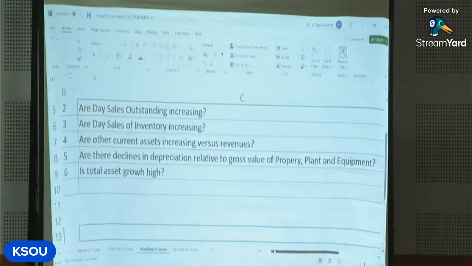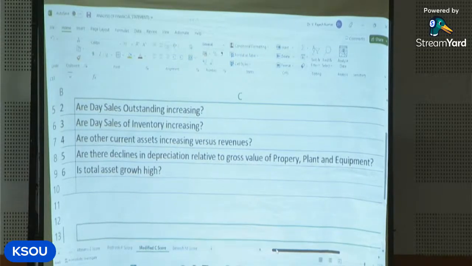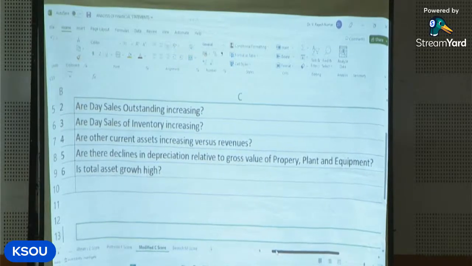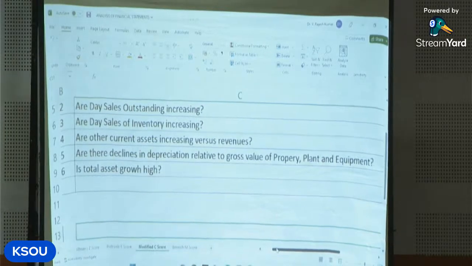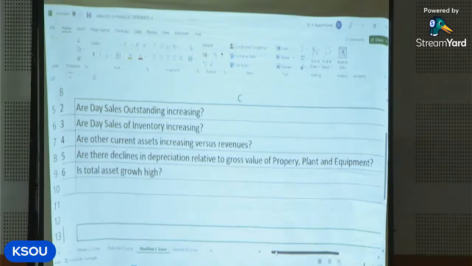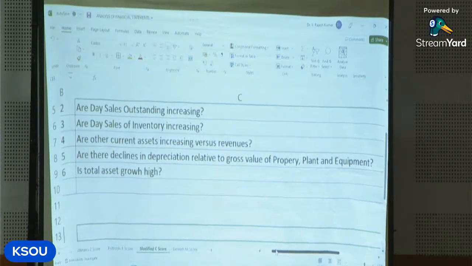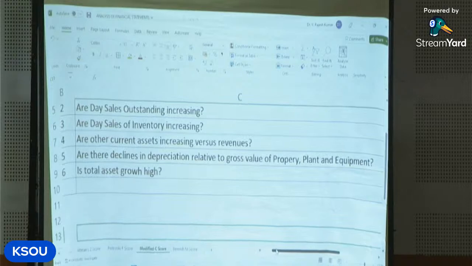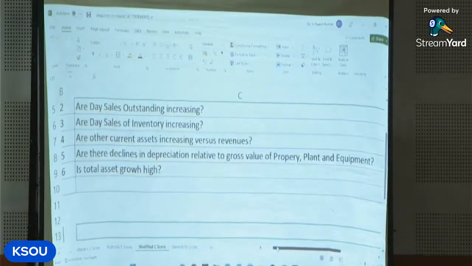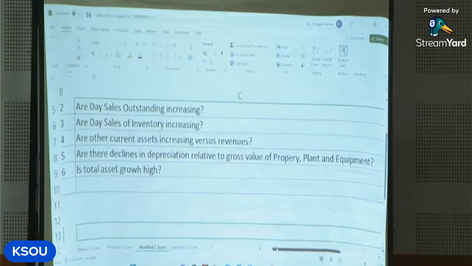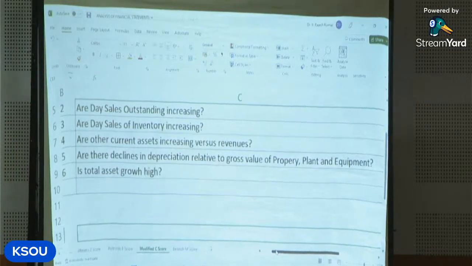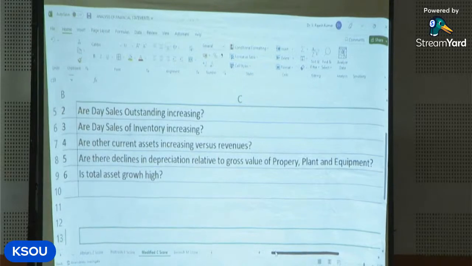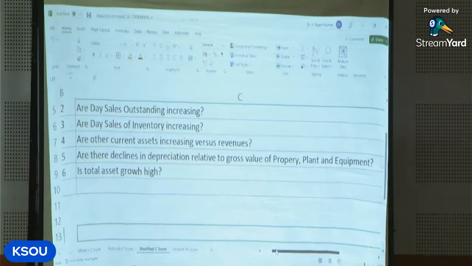So, are day sales outstanding increasing? What do you mean by day sales outstanding? Credit period. If it's increasing, put 1. Not increasing, put 0. Day sales of inventory increasing, inventory period. Is increasing, put 1. Not increasing, put 0. Are other current assets increasing versus revenue? So take other current assets, percentage on revenue, last year, this year. Increasing, put 1. If not, 0.